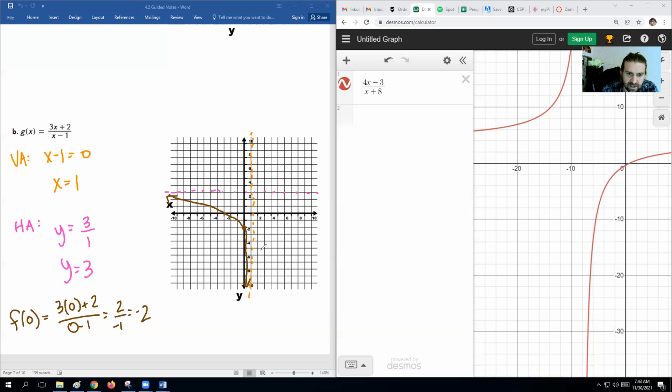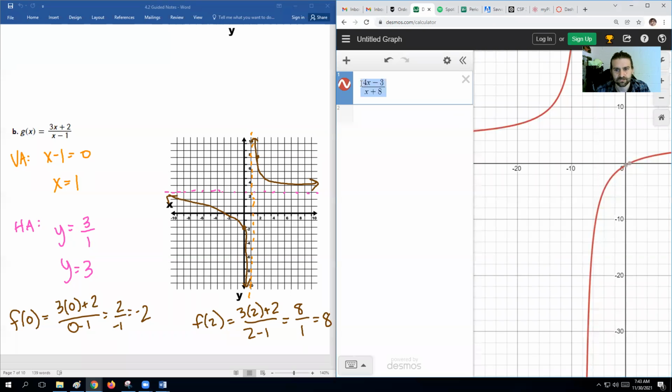All right, now over here, is the graph below or is it above? We have to pick a point to the right of our vertical asymptote of 1. So I'm going to pick 2. That's a nice easy point. Plug in. What's 3 times 2 plus 2 over 2 minus 1? That's 6 plus 2, that's 8 over 1, that's 8. So at 2 it is 8, so that's above. So we would have a graph that starts below and then goes above. Let's double check that here.